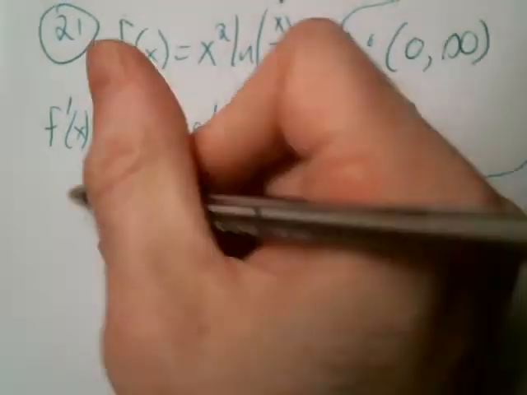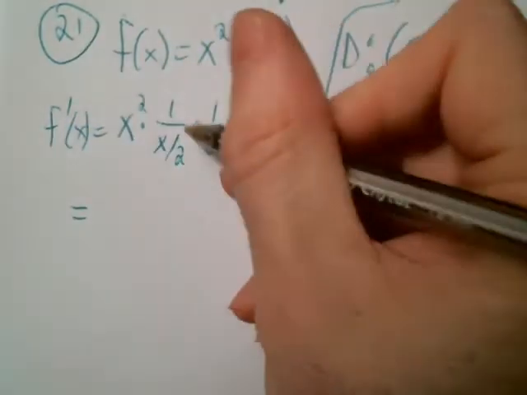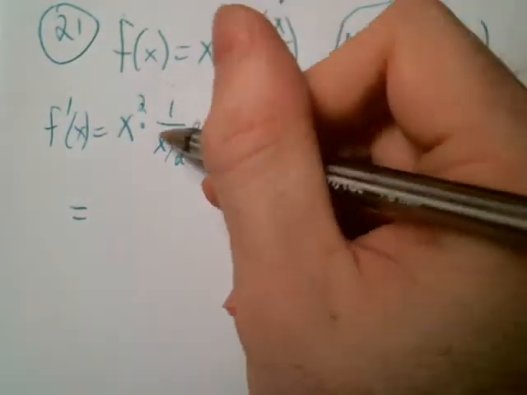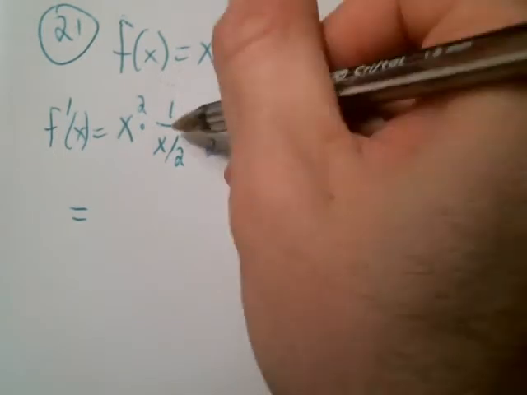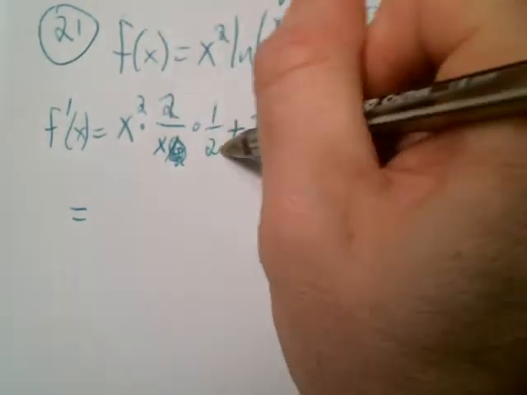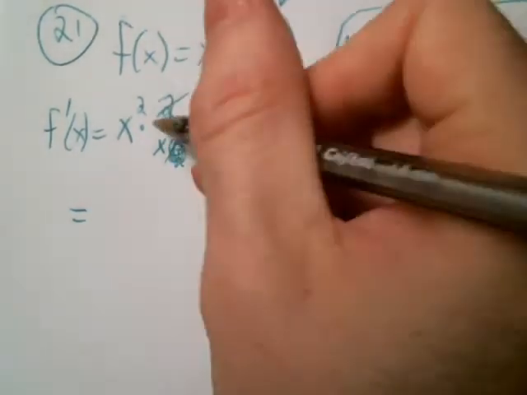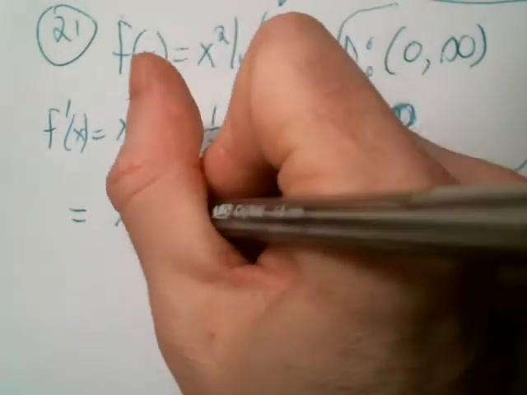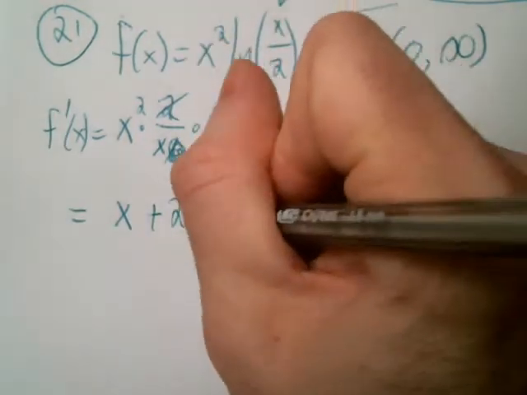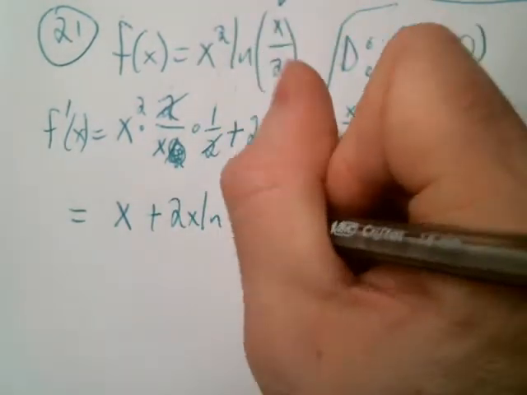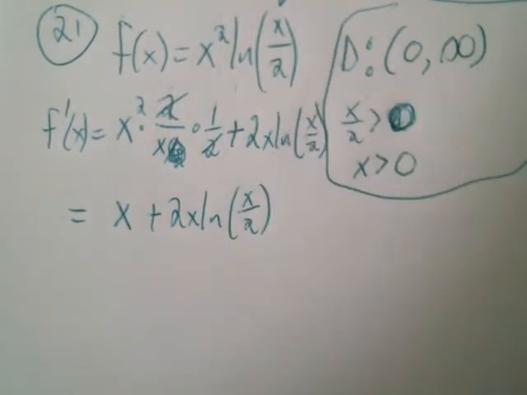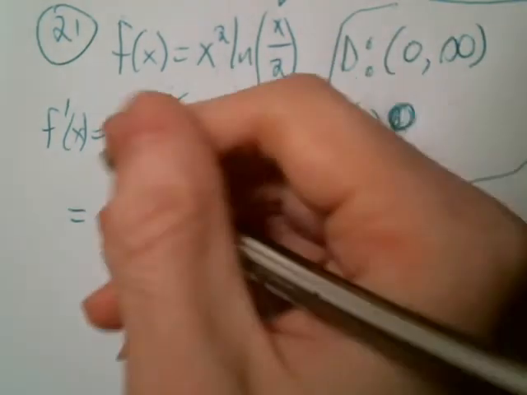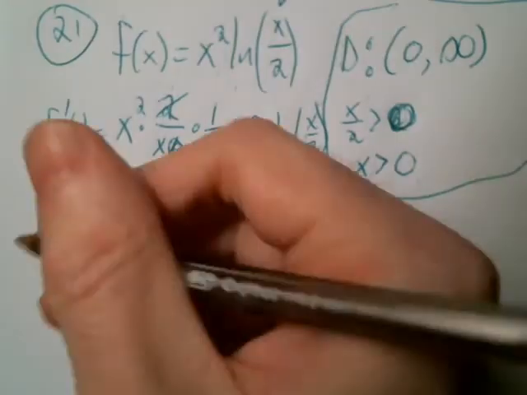All right, so clean it up. So 1 over x over 2 is the same as 2 over x. So I rewrite that. And then these 2's will divide out. And then x squared over x is just x. And then plus 2x ln of x over 2. Okay, we need to set that equal to 0 and solve.